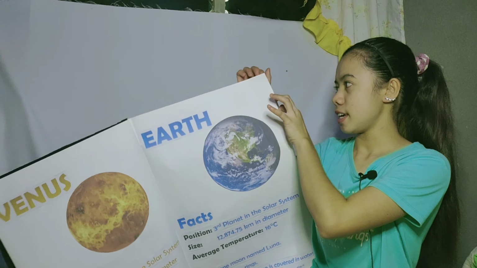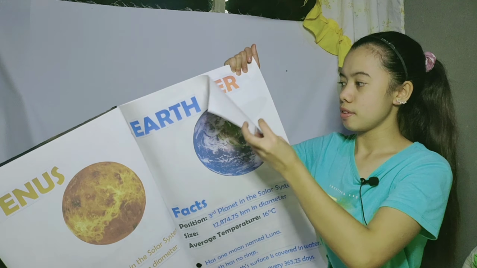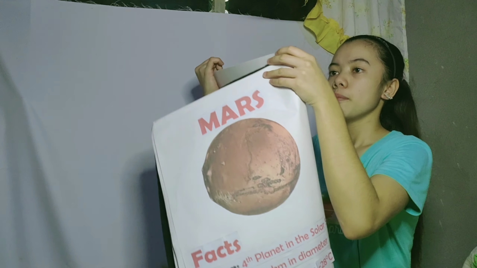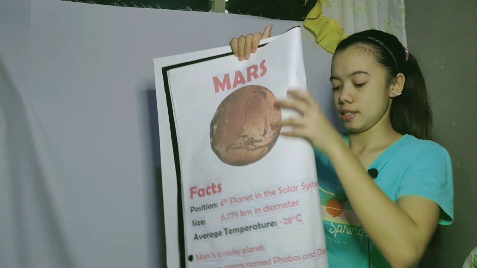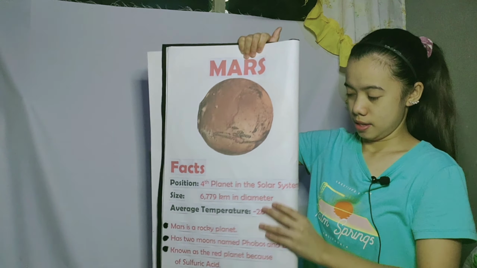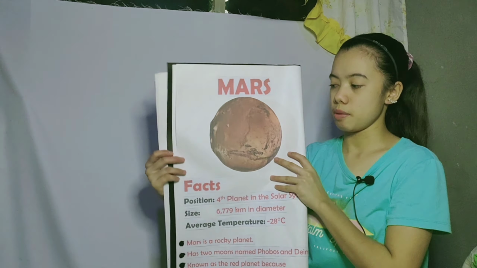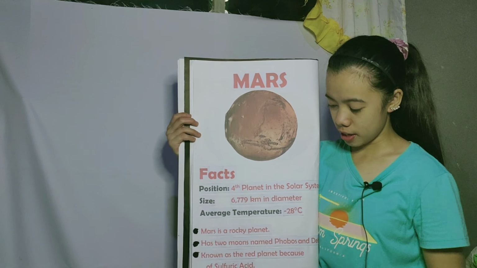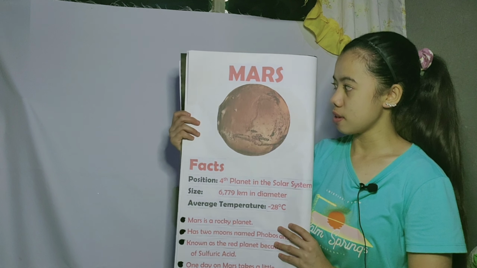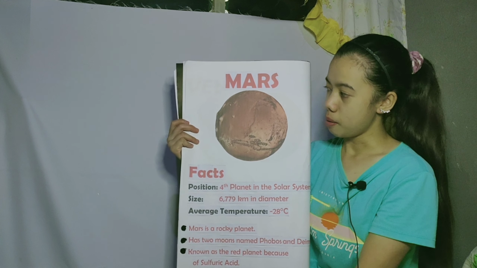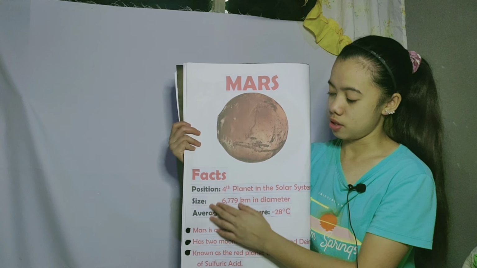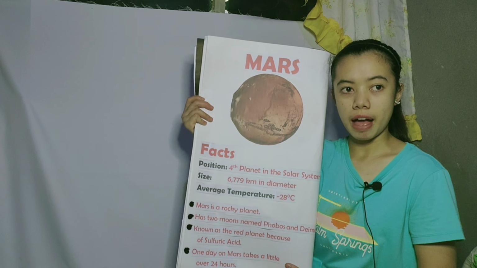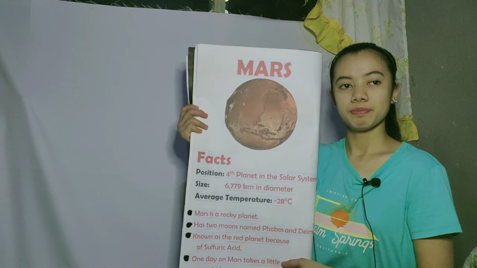Next we have our neighboring planet, Mars. Here we can see Mars. Just like the other planets, we also have the facts about Mars, and then the image for Mars, and then the position, size, average temperature, and other additional facts about Mars.